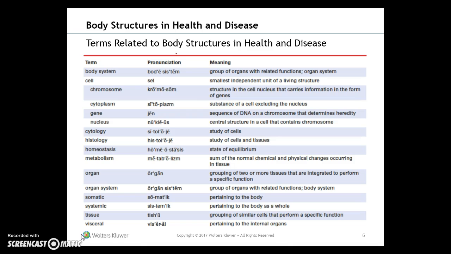Here we've moved on to terms, and there's some pronunciation there and the meaning. So again, I'm just going to pronounce these terms so you're familiar with the pronunciation of terms related to body structures in health and disease. The first term, body system, cell, chromosome, cytoplasm, gene, nucleus, cytology, histology, homeostasis. We talked about that briefly, the state of equilibrium, metabolism, organ system, somatic, systemic, tissue, and visceral.